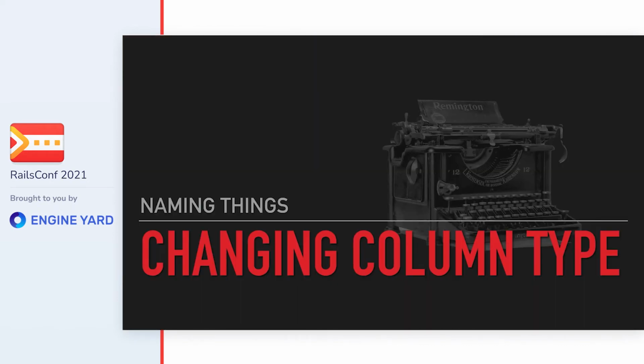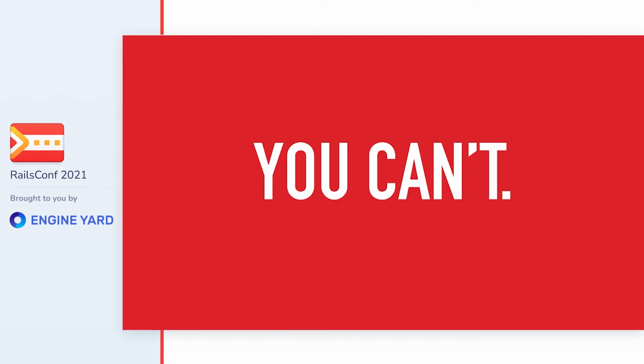All right. I promised we were going to cover both hard things in computer science, and we're on number 2, naming things. More relevant to the topic of this talk, we're going to talk about how to change the type of a column. Now, this section is a bit of a misnomer because you can't.